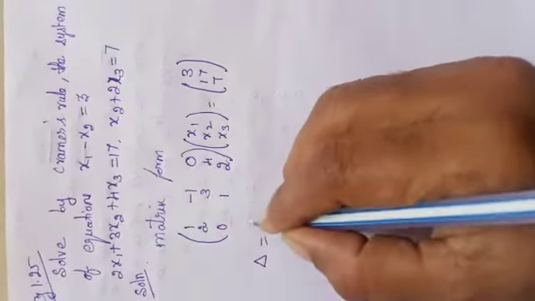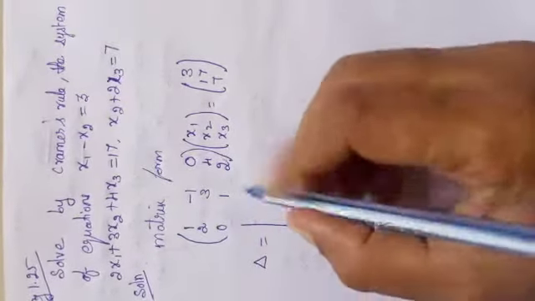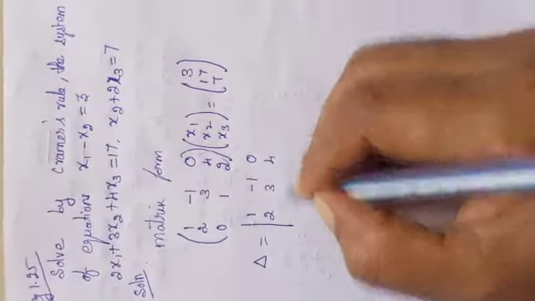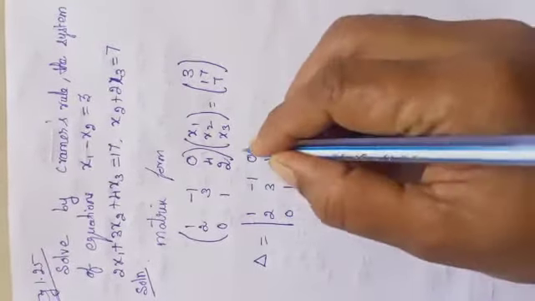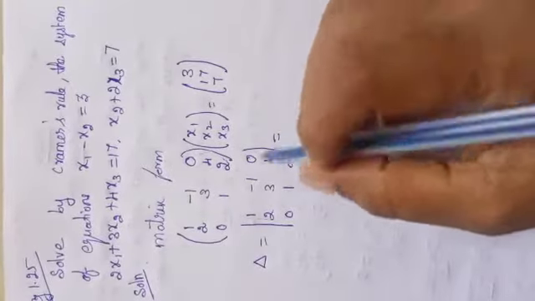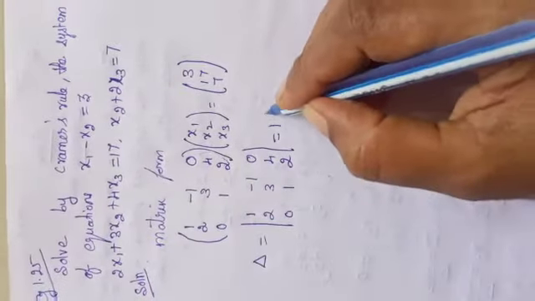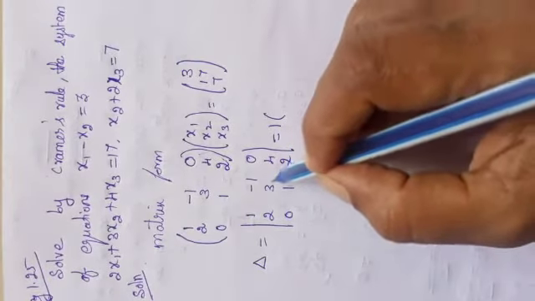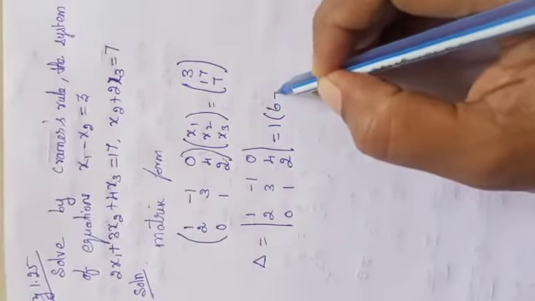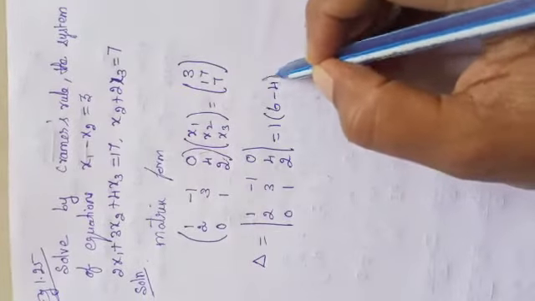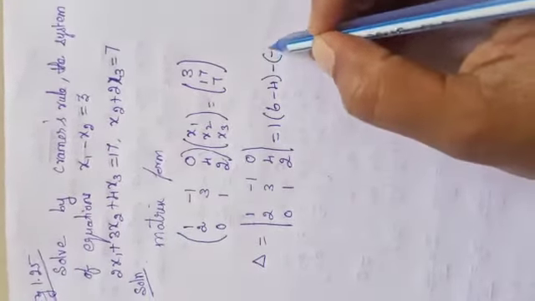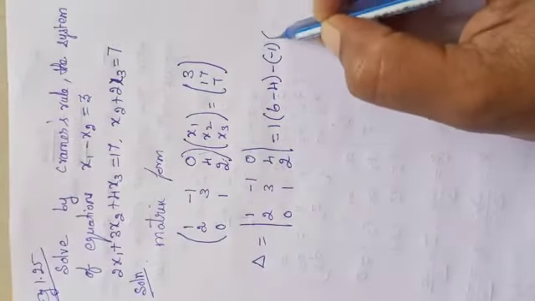Say delta is equal to the determinant, that's the coefficient matrix, isn't it? 1, minus 1, 0, 2, 3, 4, 0, 1, 2. We know how to find the determinant value. Shall we find it out? So 1 into, leaving the row and column, the determinant of this 2 by 2 matrix: 3 into 2 is 6, minus 1 into 4 is 4. Minus, and here also we have a minus 1. That is why I have given it inside the bracket.